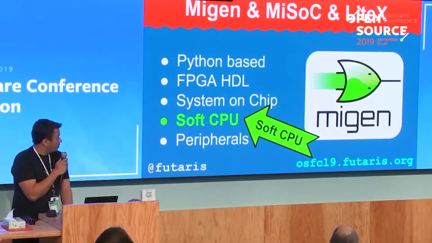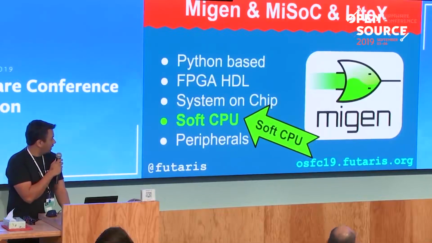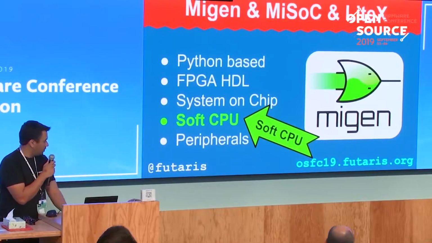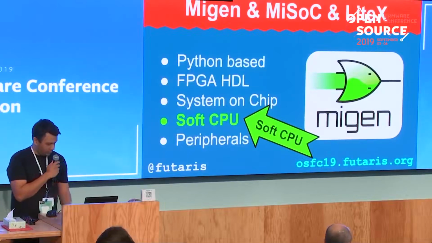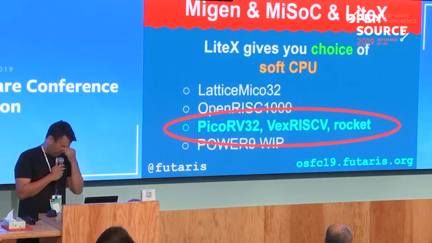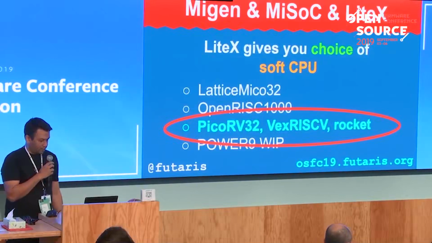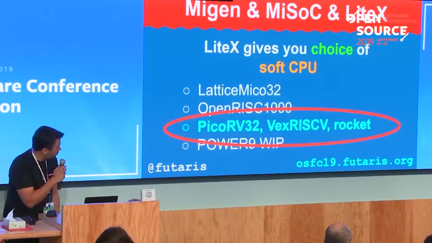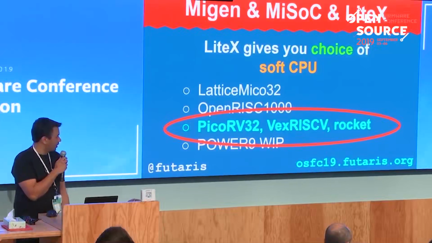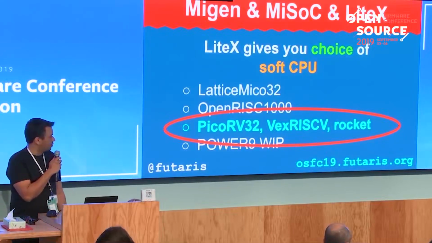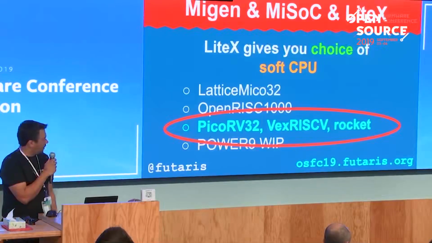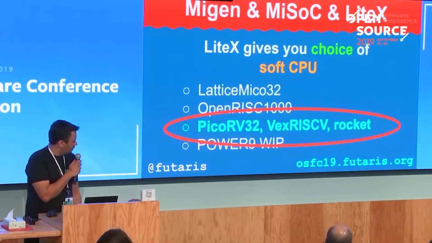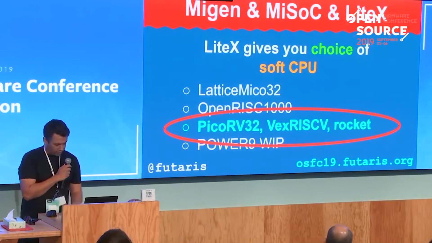So with MiGen, it's a hardware description language. You can use it to design a full system on chip, add in a soft CPU, or other peripherals. So with LiteX, it currently supports a bunch of soft CPUs. Some of the lesser known ones are LatticeMico, OpenRISC. I've heard some other people at the conference talking about this. There are currently 3 RISC-V CPUs supported, and somebody's working on Power 9.